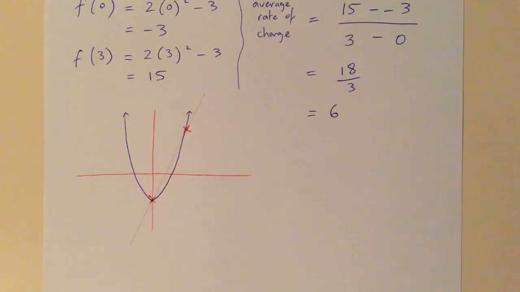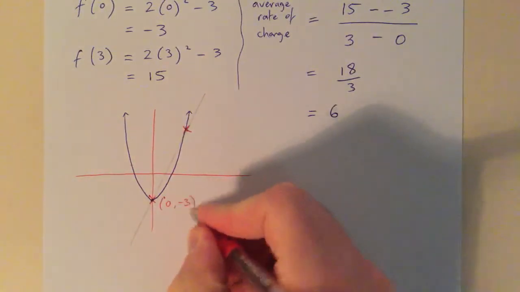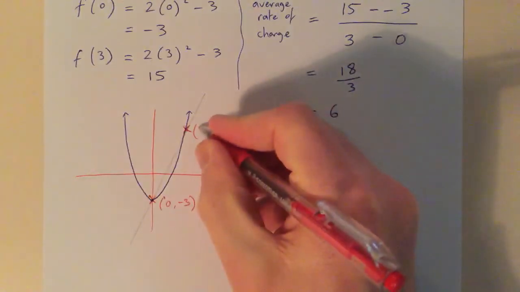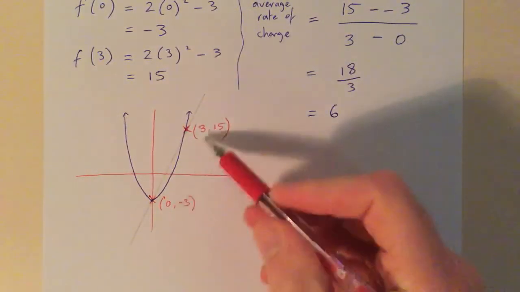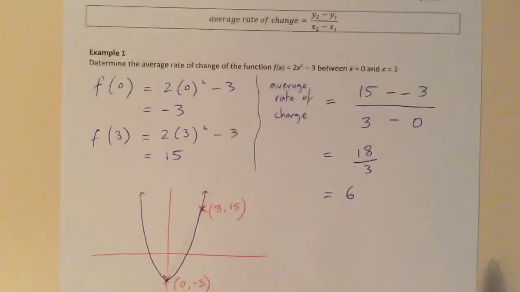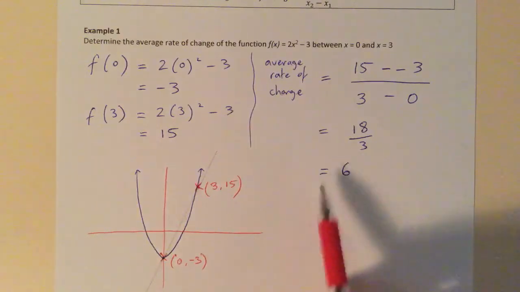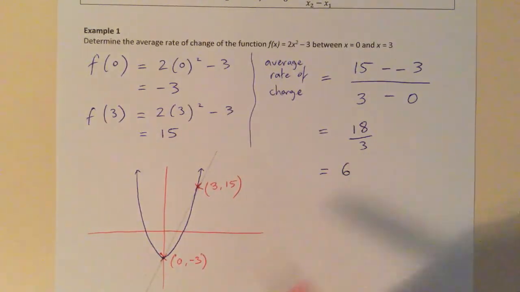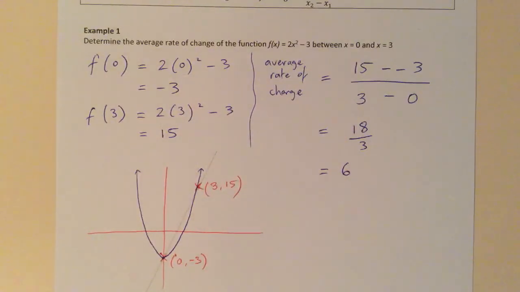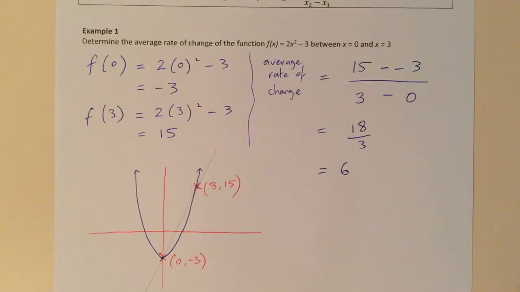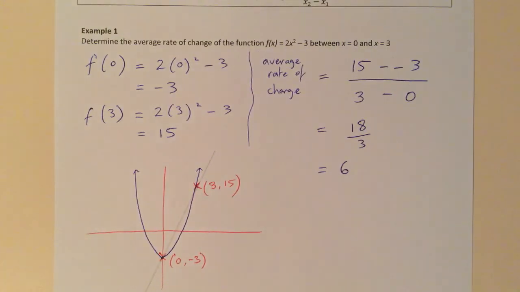The coordinates we got from that were 0, negative 3, and 3, 15, and that's what we used to do the rise over run calculation. Again, it wasn't necessary to draw the graph, but it's good to understand what's going on and see why we got a relatively large positive gradient, because even from that rough sketch you can see the line is pretty steep. So I hope that explains how to find the average rate of change between 2 points on a function. Good luck with your questions, and we'll see you in the next video.